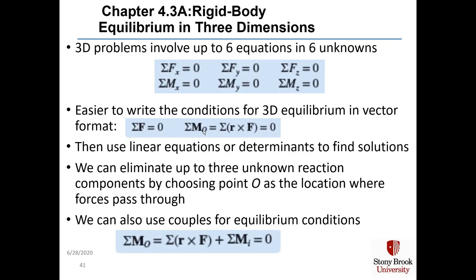We can eliminate up to 3 unknown reaction components by choosing point O as the location where forces pass through. In other words, you find from geometry where the forces pass through, then you choose that point to sum moments, and when you do that, you're going to find that a lot of these forces don't have a moment, which is going to eliminate up to 3 unknown reactions.